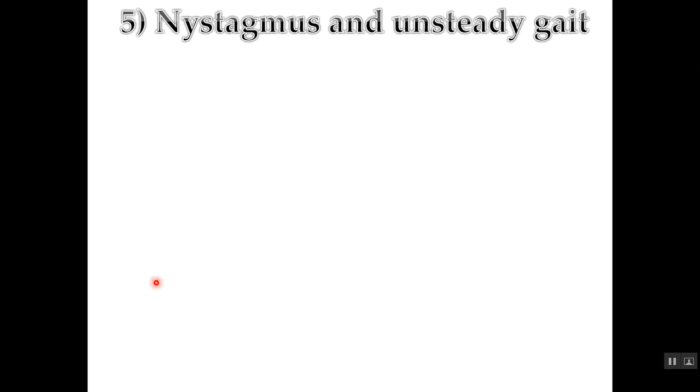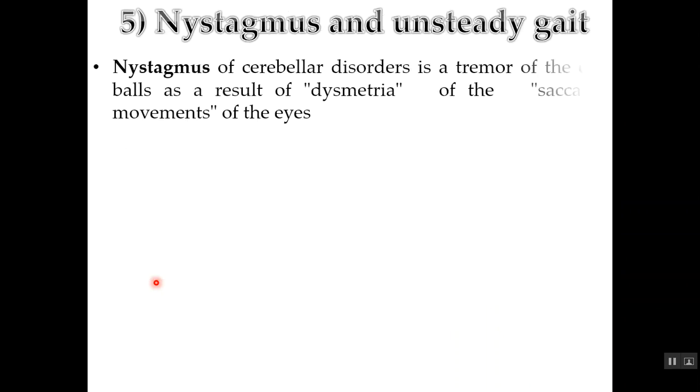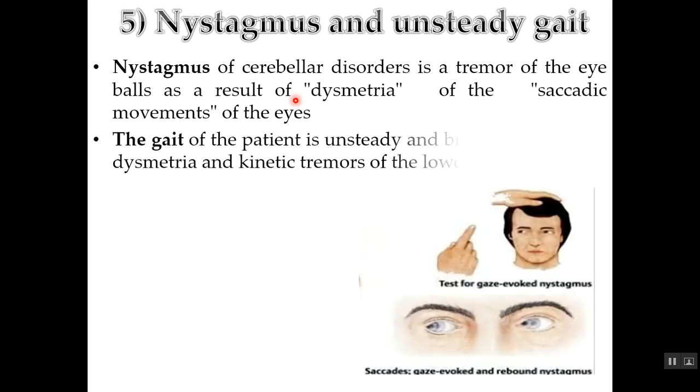What about the nystagmus and the gait of the patient? The nystagmus of cerebellar disorder is a tremor of the eyeball. This is a result of dysmetria of the saccadic movement of the eye. The saccadic movement of the eye has what's called dysmetria. This is the nystagmus, or cerebellar nystagmus.